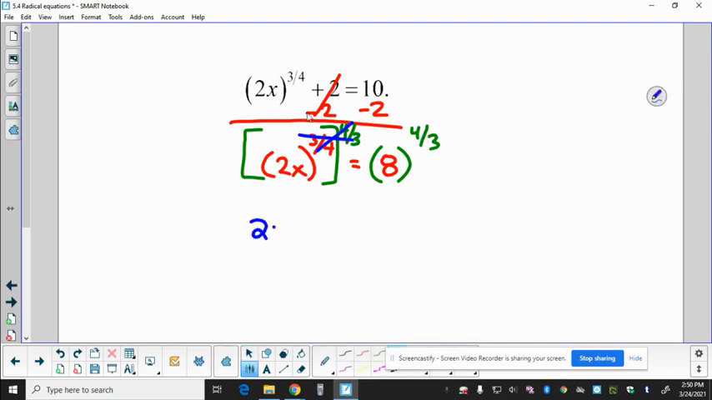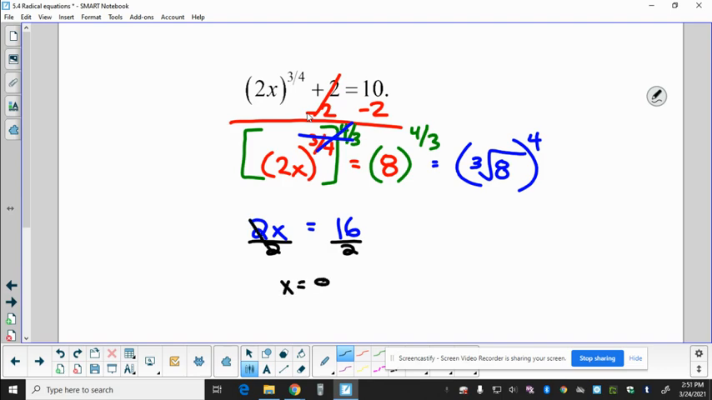So you're left with 2x equals, now this, I'm going to think of this as the cube root of 8 to the 4th power. So that'd be 2 to the 4th power. That'd be 16. And now I just solve that. Once again, does that work? Let's put an 8 right here. 16 would be 2 cubed. Yes, it does work. Do mental math on that.